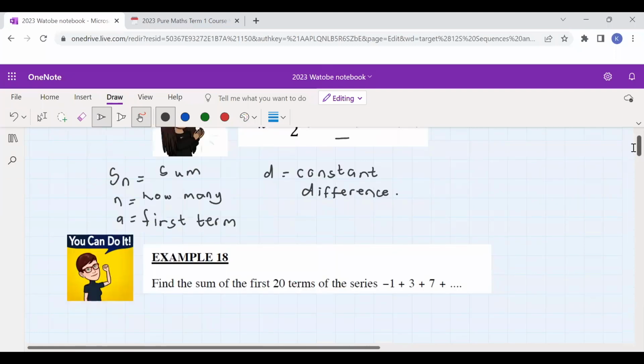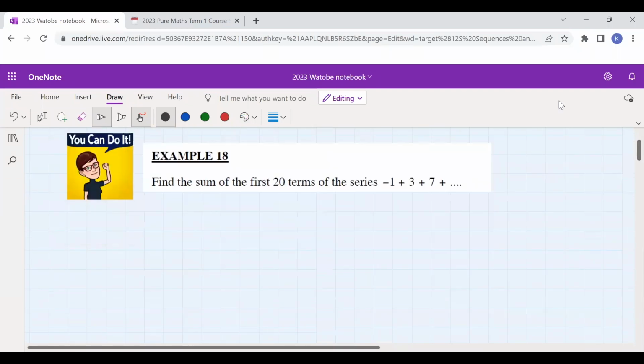So let's talk about our example 18. It says the sum of the first 20 terms of the series. So the difference between sequence and series, I hope you guys know. Talk about series. What is it? If we say sequence, we're talking about listing the terms. So if I just had -1, 3, 7, and so on, that would be a sequence. But in this case, we have pluses. So those pluses make it a series.